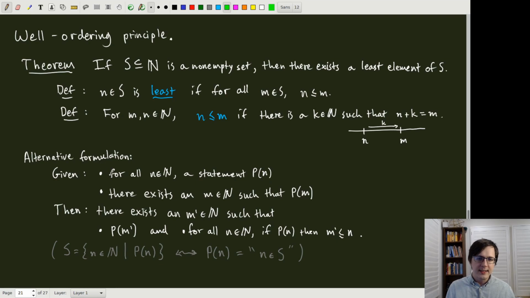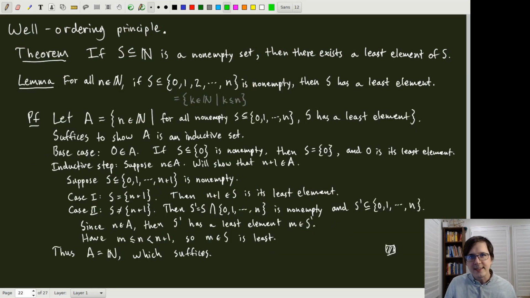Okay, so given that for all n we have these statements, and also that there exists some m such that P of m is true, so at least one of the statements is true, then there exists some m prime such that two things hold. One, it satisfies its statement, and also for every other number that satisfies a statement, it's at least as large as m prime. So in other words, there is a least natural number that satisfies this family of statements. So that's an alternative formulation. I thought I'd mention it.